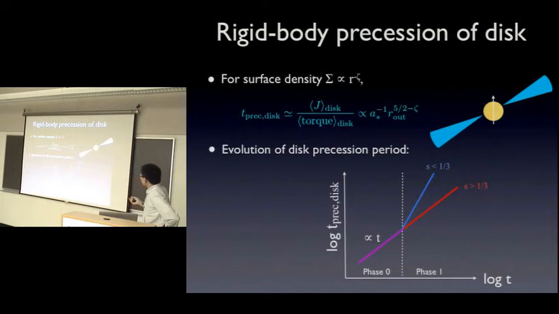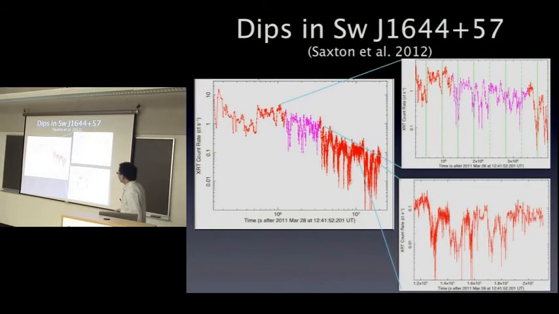Because of this strong dependence on the disk outer radius, if you have a disk that is expanding with time, then the precession period of the disk will increase with time too. We already have a model for the disk expansion, so we can predict how the disk precession period evolves with time. We find the precession period of the disk is proportional to time, or even increases more steeply with time. So that's our prediction, if disk precession is possible.